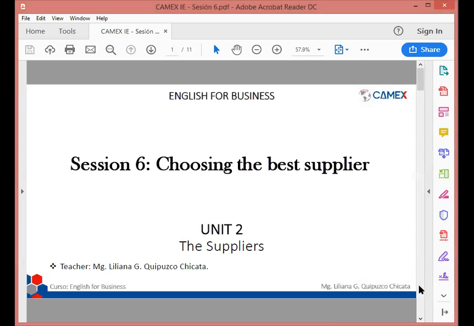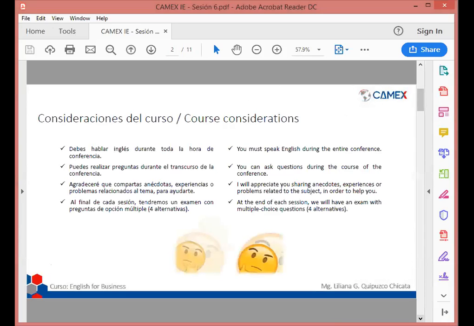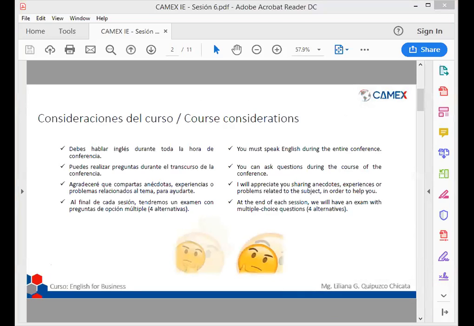So first we're going to see the course considerations. You must speak English during the entire conference. If you are not able to speak, or write, in English, you can do it in Spanish, but do your best to do it in English. Second, you can ask questions during the conference. This will be great so I can answer them.